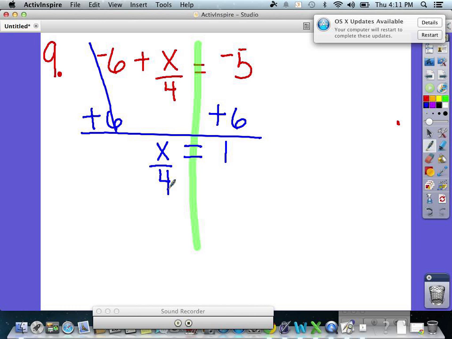Now this is the part where a lot of students get confused. X over 4 is a fraction. When you divide by a fraction, you are actually simply multiplying by the reciprocal. So I'm going to show you all how to do that. Wish I had more colors. So I'm going to multiply on both sides by the reciprocal. Reciprocal means you're just simply flipping your fraction.